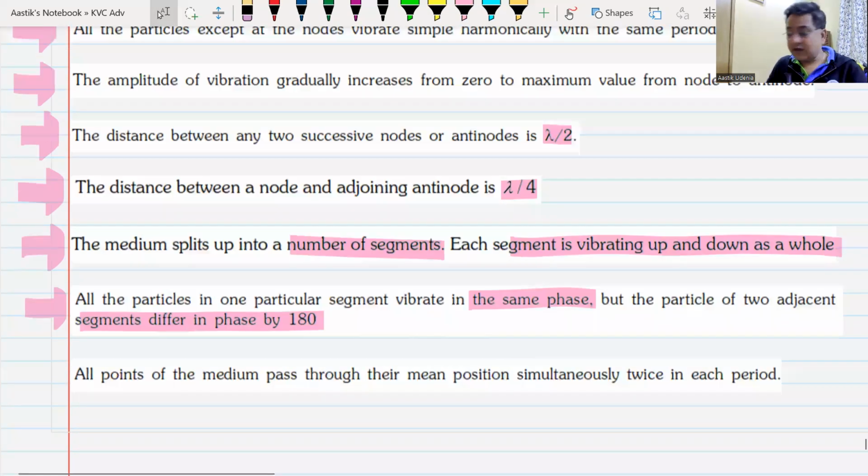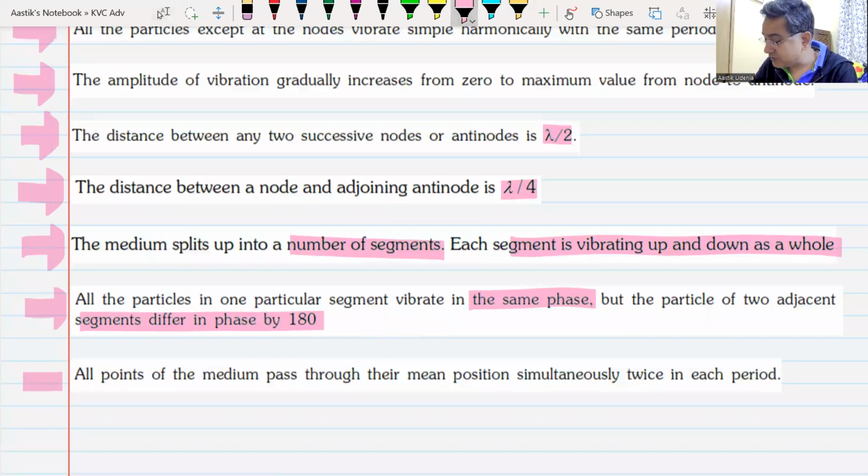All particles pass their mean position simultaneously. All particles in any segment pass their mean position simultaneously, my dear friends. I hope points are getting clearer. Yes or no?